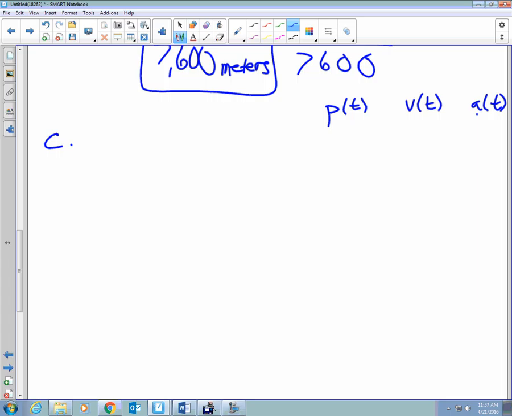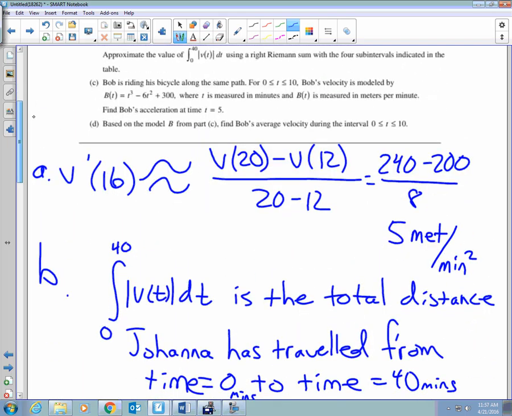C says Bob is riding his bicycle along the same path. I'll go up here for anybody watching YouTube. From time equals 0 to time equals 10, Bob's velocity is modeled by that function. T is measured in minutes, and B of t is measured in meters per minute. Find Bob's acceleration at time equals 5.